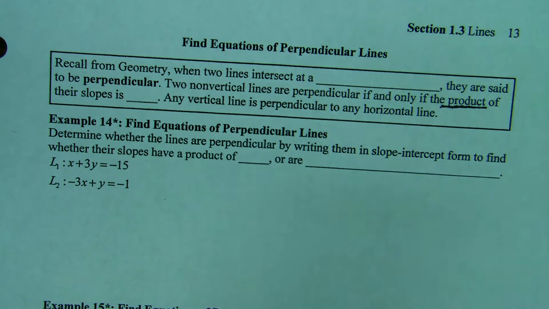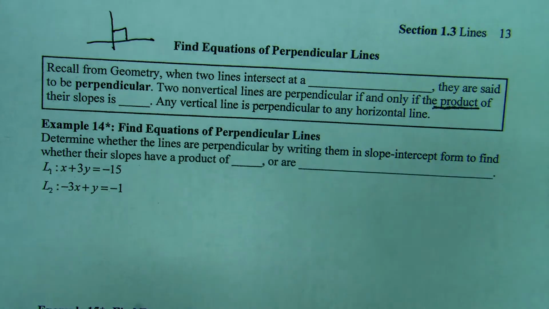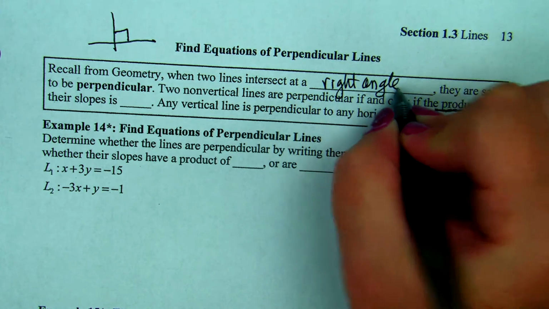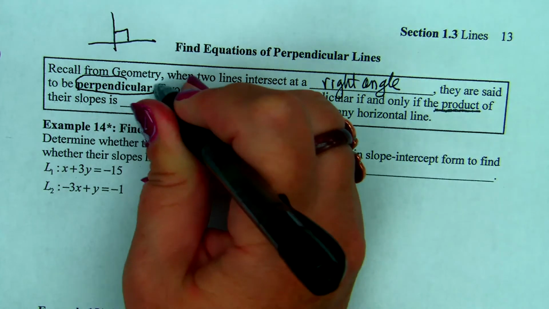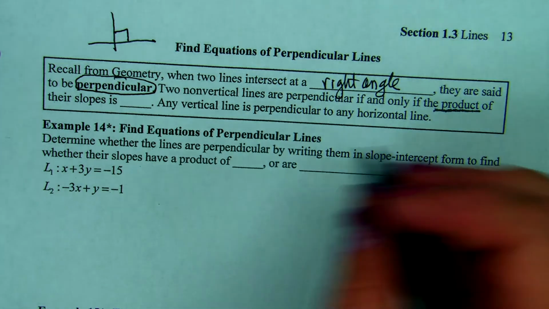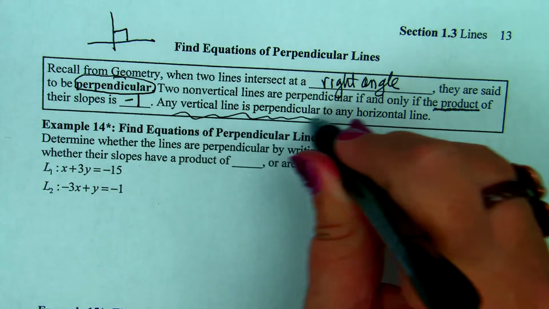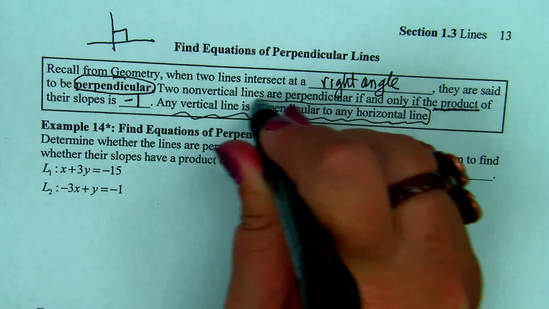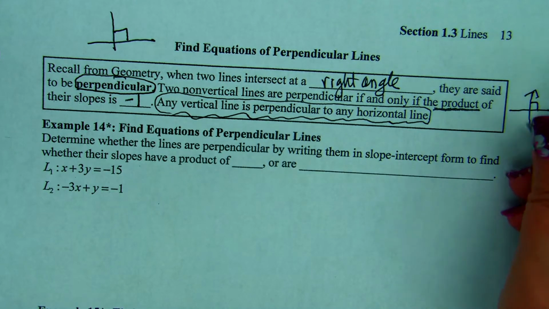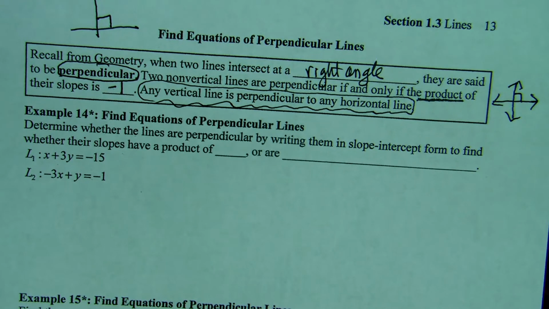Recall from geometry that when two lines intersect at a right angle, they are said to be perpendicular. Two non-vertical lines are perpendicular if and only if the product of their slopes is negative 1. Any vertical line is perpendicular to any horizontal line, like the x and y axis. They're always perpendicular.